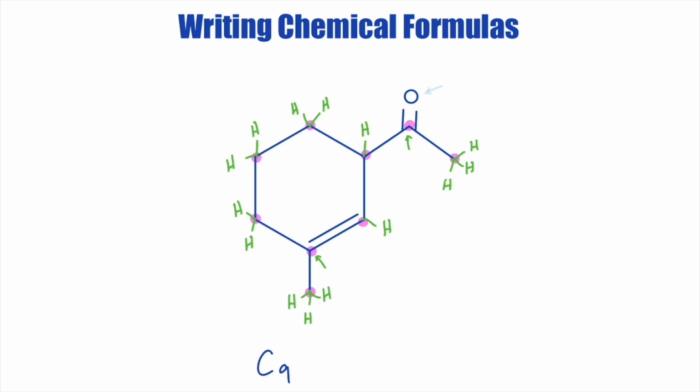So when we go ahead and add up all of our hydrogens, we'll get H14. And then looking for any heteroatoms, we see an oxygen. So then we can add an O to our formula, and our final formula for this structure is C9H14O.